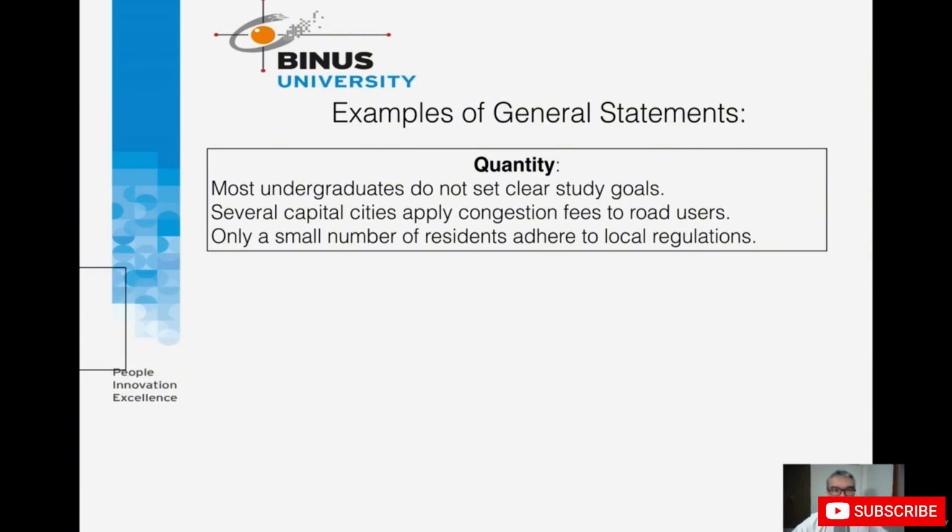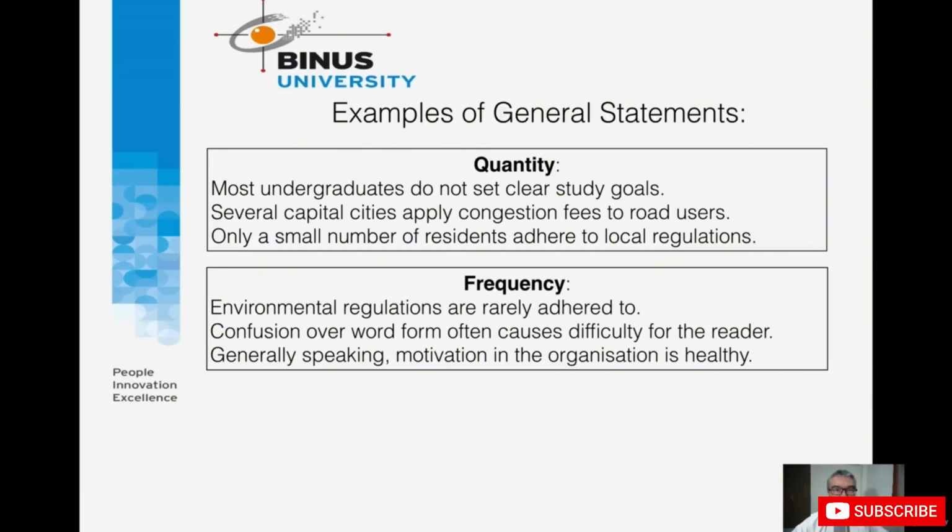Okay. Let's look at some examples of generalizing in terms of frequency now. Environmental regulations are rarely adhered to. Confusion over word form often causes difficulty for the reader. Generally speaking, motivation in the organization is healthy.